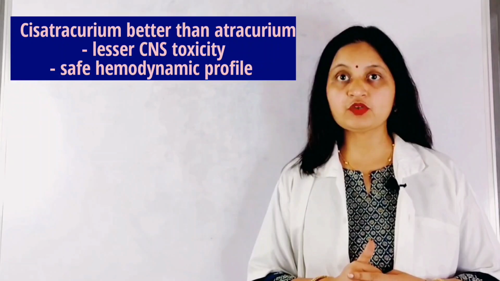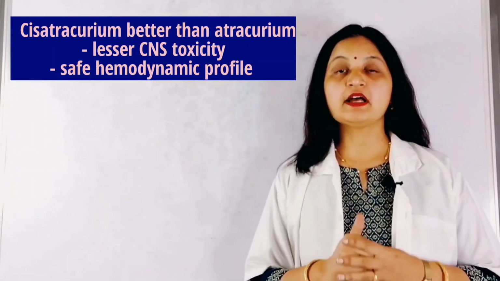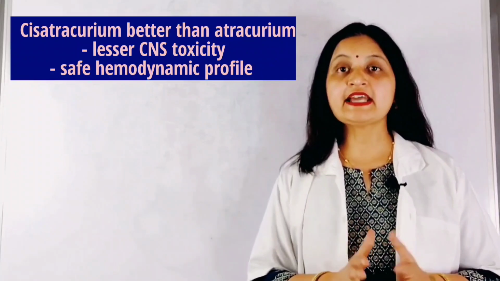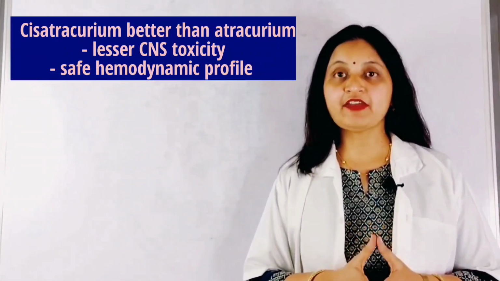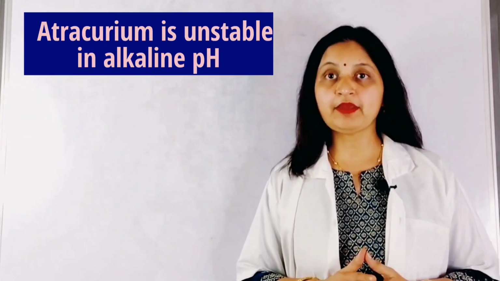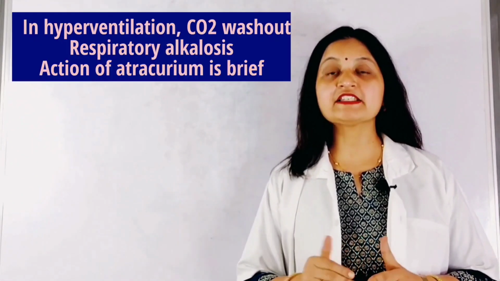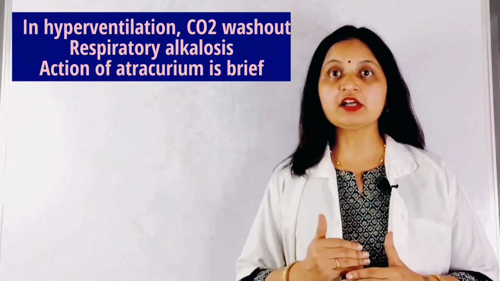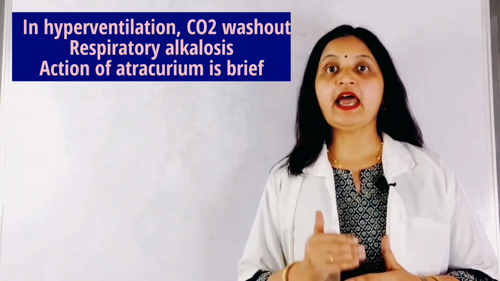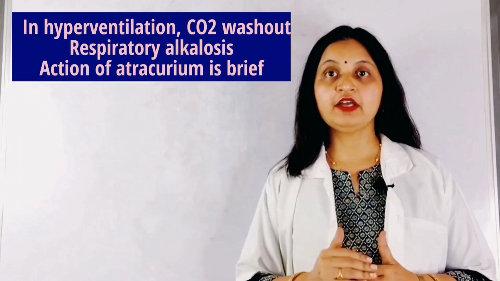Therefore, cisatracurium is better as compared to atracurium because it produces lesser laudanosine, which is a CNS stimulant. Therefore, the CNS side effects are less, the hemodynamic side effects are less, and a satisfactory level of neuromuscular blockade can be achieved with cisatracurium. Therefore, cisatracurium is preferred compared to atracurium. Also do remember that atracurium is unstable in alkaline pH. Therefore, in hyperventilation, when there is carbon dioxide washout and there is respiratory alkalosis, it is chemically unstable and the action of atracurium is brief.